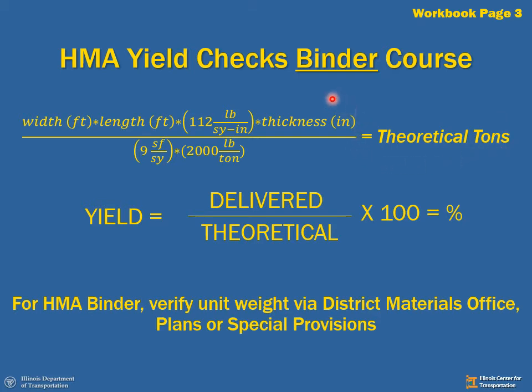It is very important when you plug in your thickness, your length, or your width to use the units that are in this equation. Do not change the units or this equation won't work with these conversion factors. As I said before, if we're not told otherwise, you should use 112 pounds per square yard per inch of thickness for HMA binder course materials. Sometimes the designer will indicate on the plan sheets a different density that they have assumed for calculation purposes. When in doubt, verify with your district materials office.